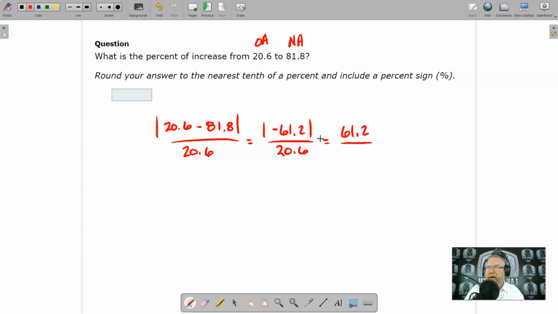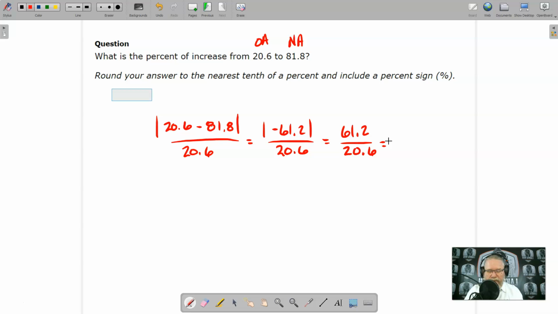So a little bit of review on absolute value there. Little footnote, absolute value is all about the distance from zero. And negative 61.2 is just as far from zero on a number line as a positive 61.2. So that's what absolute value is all about. It's all about the distance of a number from zero on a number line. So let's go ahead and bring our original amount of 20.6 over. Now let's do our 61.2.